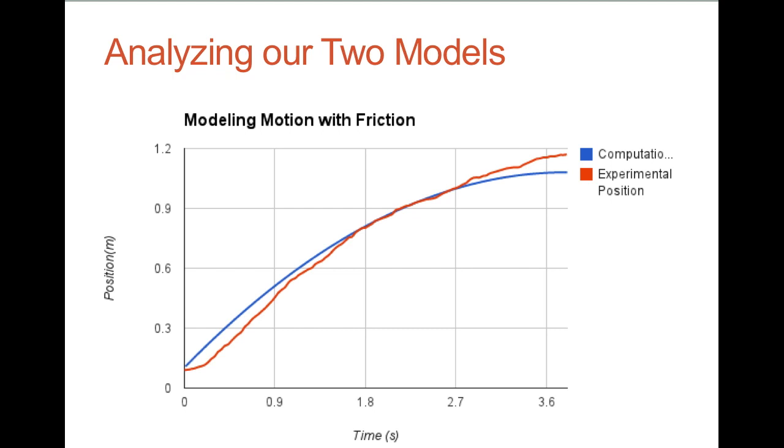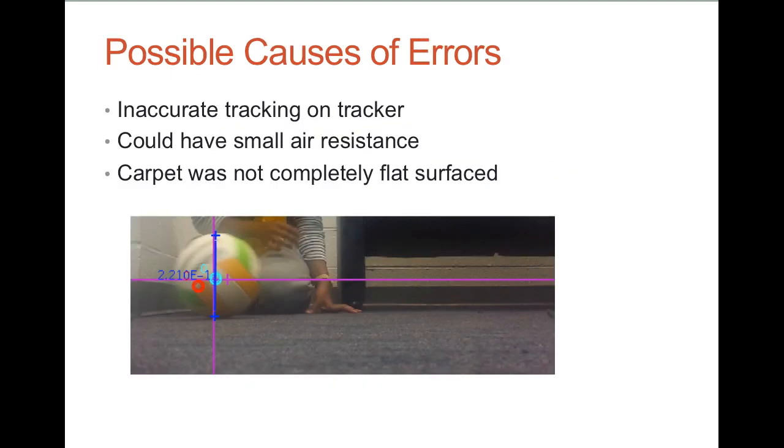The variation in the two models is most likely due to an inaccurate tracking of the ball's center of mass on Tracker. Also, although I was indoors and assumed we could neglect air resistance, there may have been a small amount acting on the ball as well. Lastly, because the carpet is not completely a flat surface, the initial overestimate in the ball's position could be due to a non-constant force acting on the ball as well.